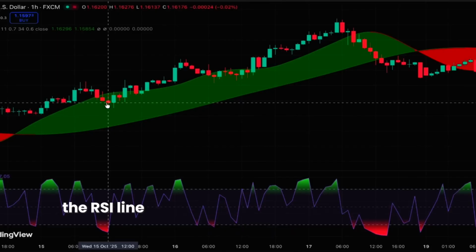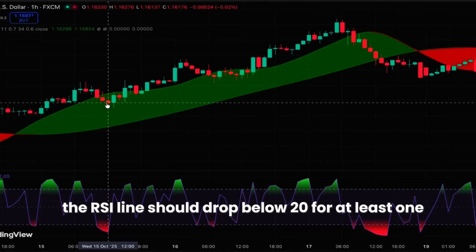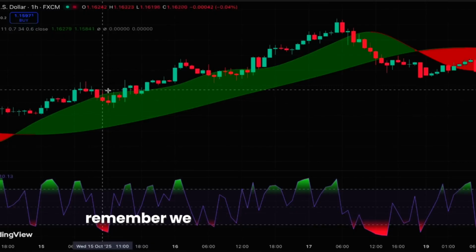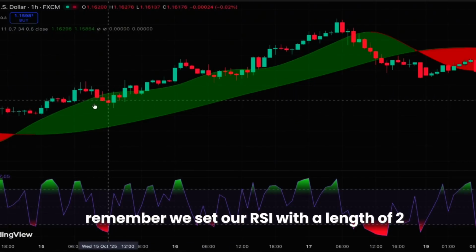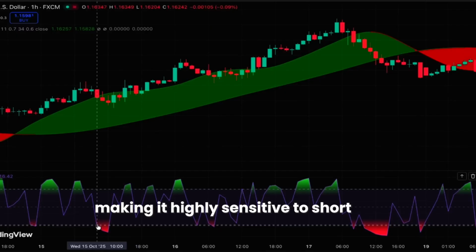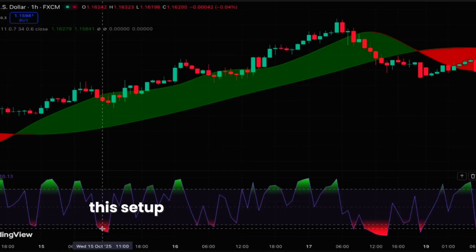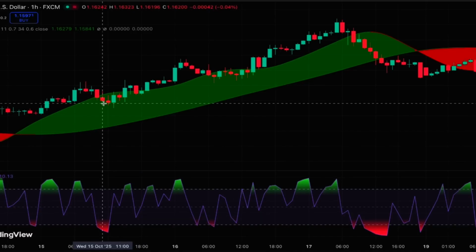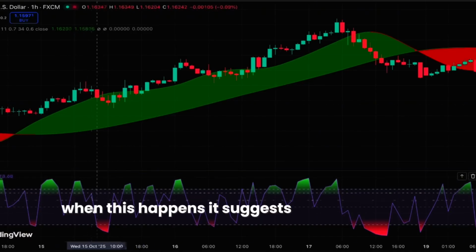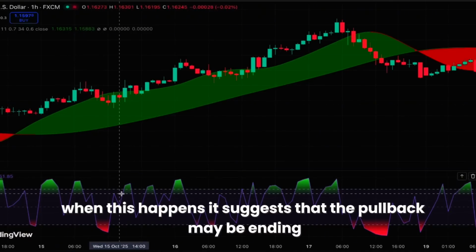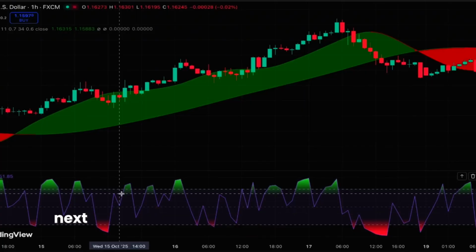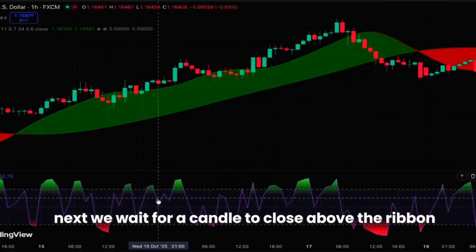The RSI line should drop below 20 for at least one candle, while the price is inside the ribbon. Remember, we set our RSI with a length of 2, making it highly sensitive to short-term movements. This setup helps detect extreme oversold conditions even within a strong uptrend. When this happens, it suggests that the pullback may be ending and the price could soon resume upward movement. Next, we wait for a candle to close above the ribbon.